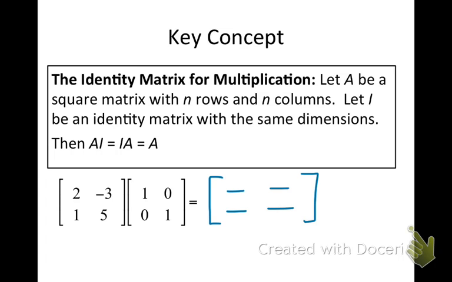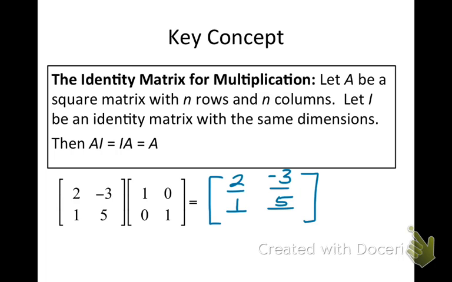Yep, so it'd be 2 times 1 plus negative 3 times 0, which would just be 2. To get row 1, column 2, 2 times 0 is 0, plus negative 3 times 1, which is negative 3. To get row 2, column 1, 1 times 1 is 1, 5 times 0 is 0, adding that gets you 1. And then row 2, column 2, 1 times 0 is 0, 5 times 1 is 5. So, does it change? No. Do I need to do it the other way? Or you believe it's going to stay the same?